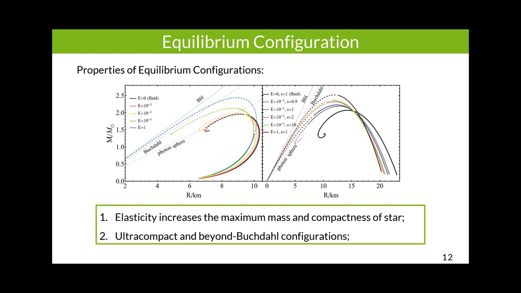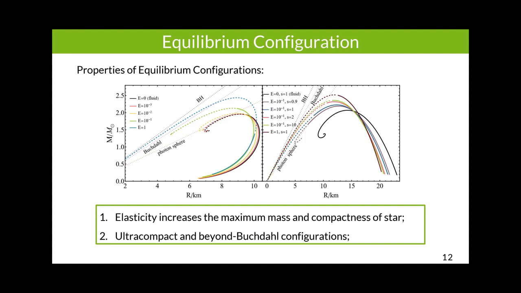So one thing that we see is that the elasticity increases the maximum mass of the star. Basically the fluid is the black line here, and as we increase elasticity, the maximum mass is increasing, so the stars become more massive.